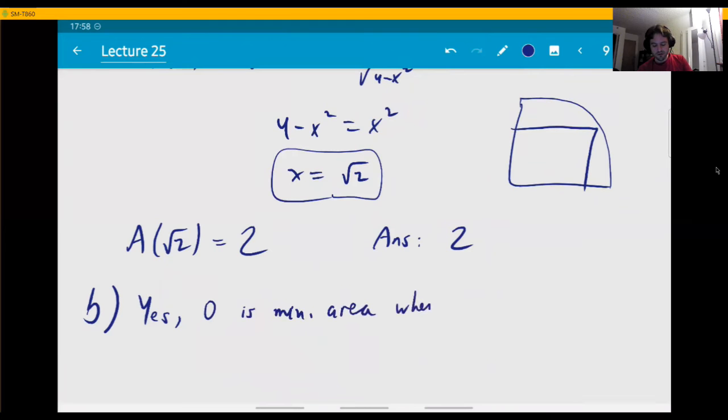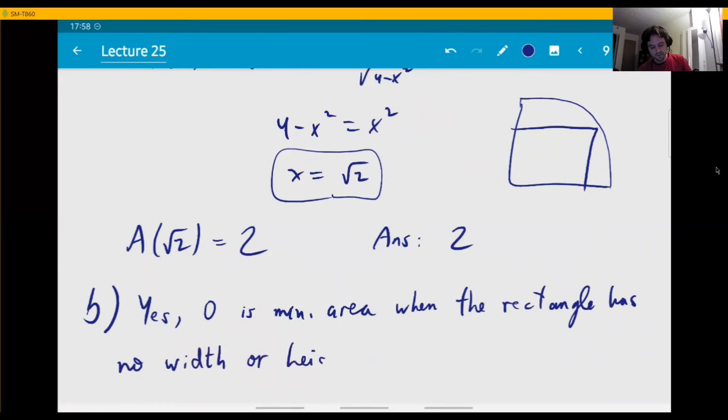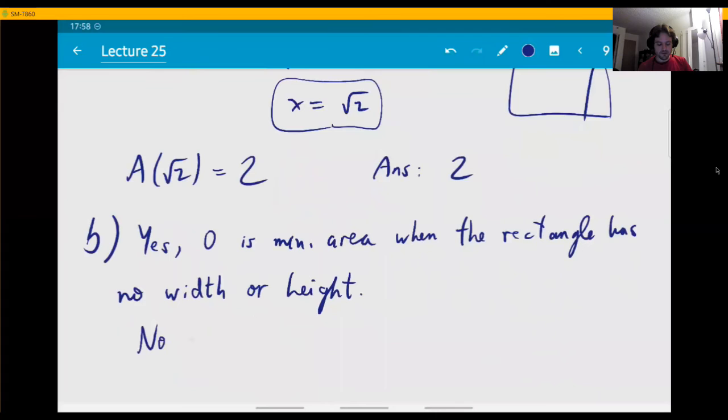when the rectangle has no width or height. That is, if you consider those degenerate rectangles as rectangles. Or you can also say no if, let me say, degenerate rectangles are not rectangles.